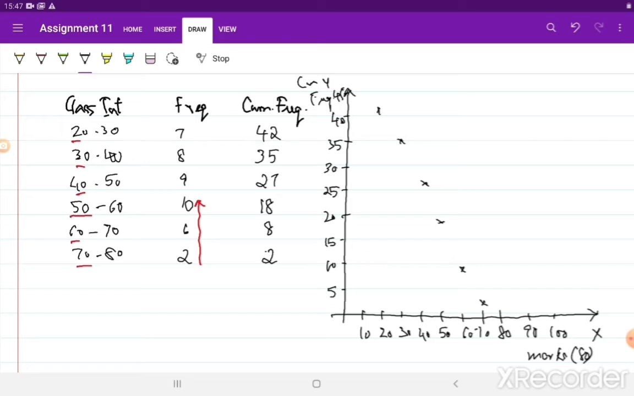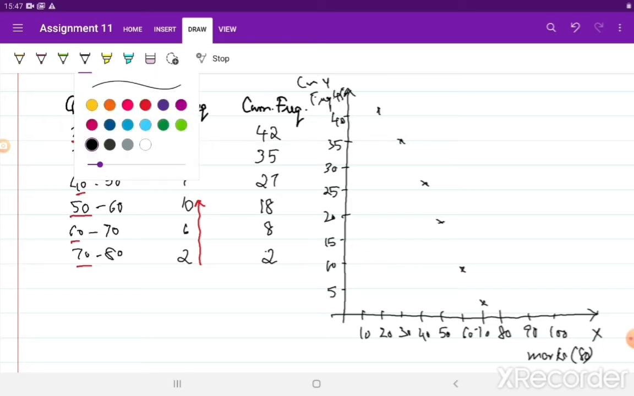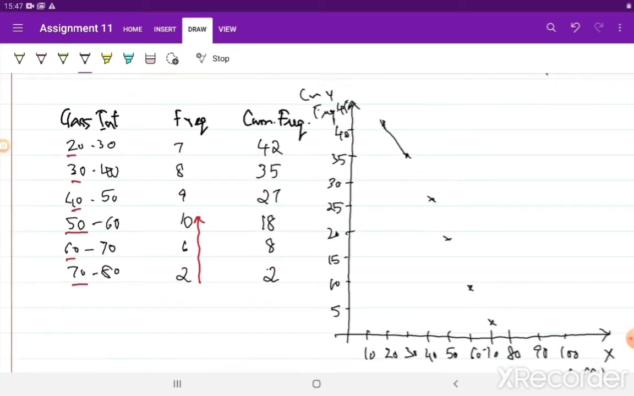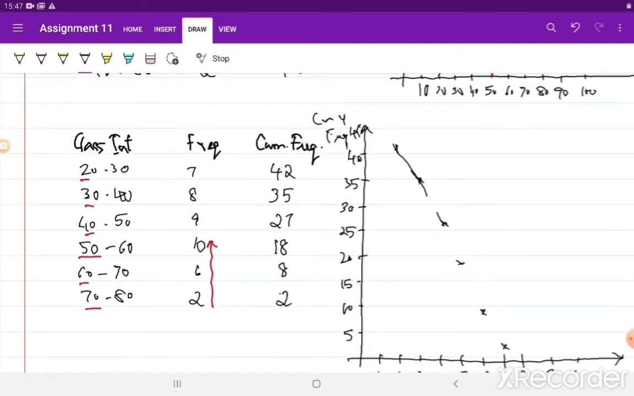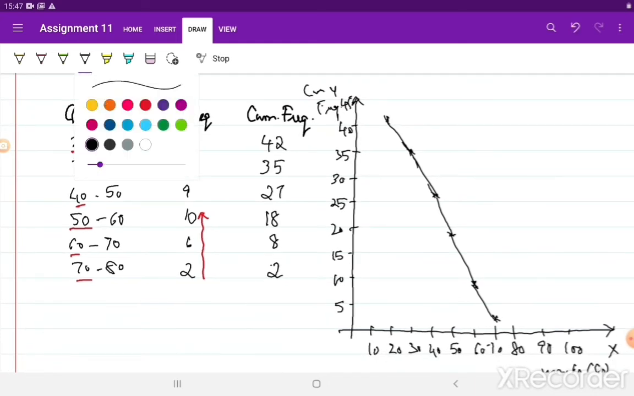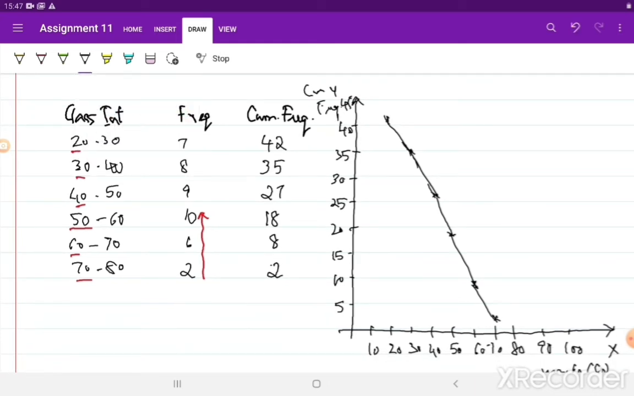And join it using a scale and a pencil, that is, straight lines. You can always join it to the baseline. Right, so this is the greater than ogive.